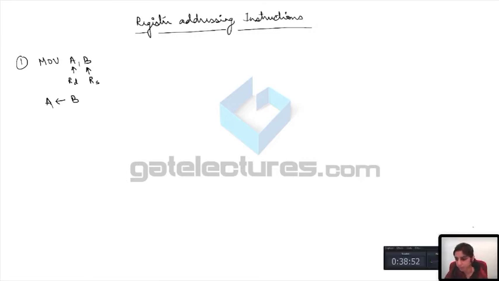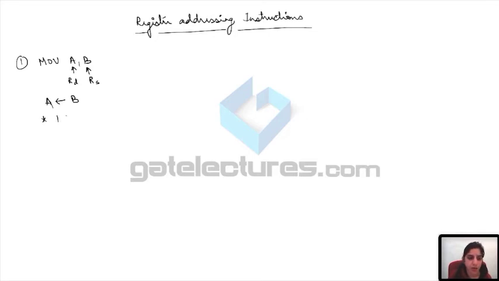Suppose, just look at the first instruction, MOV A, B. So this is the destination register. This is the source register. So data of A is going to change and it is going to be loaded with data of B. Copying takes place. The data from source register B is going to be copied to the destination register A. So the contents of B are going to be loaded in accumulator A.